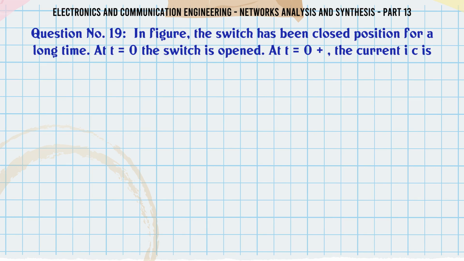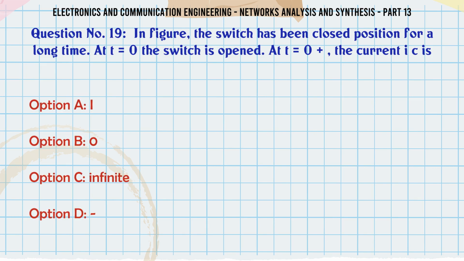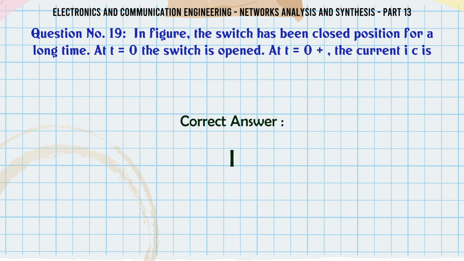In figure the switch has been in closed position for a long time. At t = 0 the switch is opened. At t = 0+ the current iC is A I, B 0, C infinite, D. The correct answer is I.